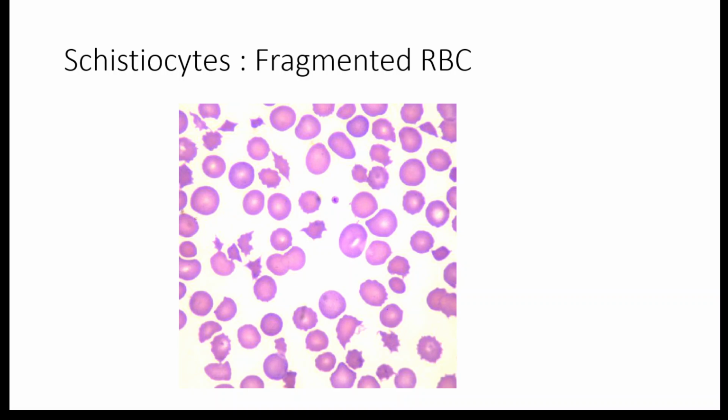Even in people with mitral valve replacements or any other valve replacements, you will tend to find these schistocytes, created by mechanical damage to the RBCs. Schistocytes, fragmented RBCs, hemolytic anemia.